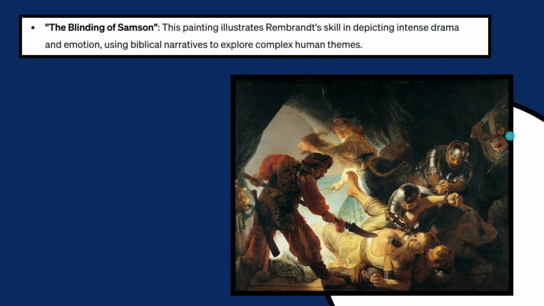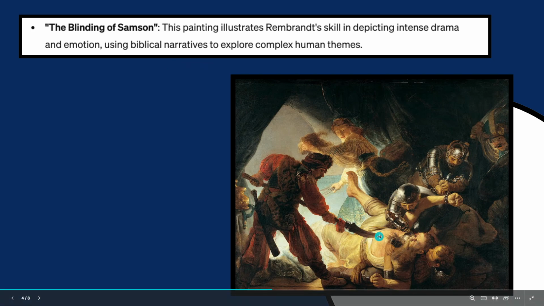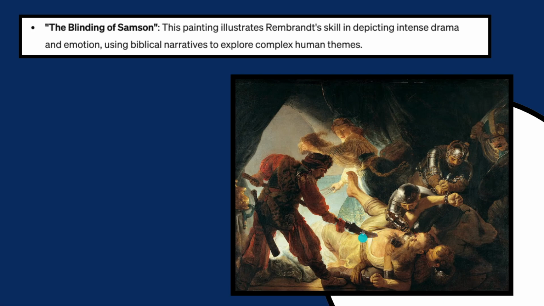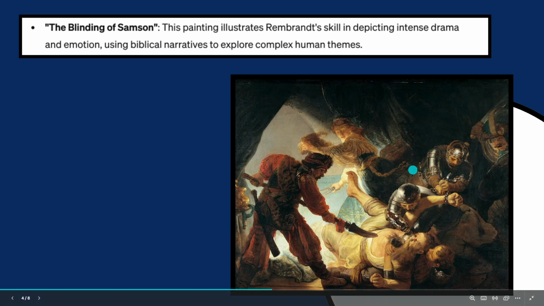Now, looking at an example of this would be The Blinding of Samson, which is kind of a gruesome painting, but it illustrates his skill in depicting intense drama and emotion. He uses the biblical narrative of Samson and him being blinded to explore complex human themes. He's going to use stories from the Bible frequently in his works. Again, you can see that use of shadow in the background contrasted with the light.